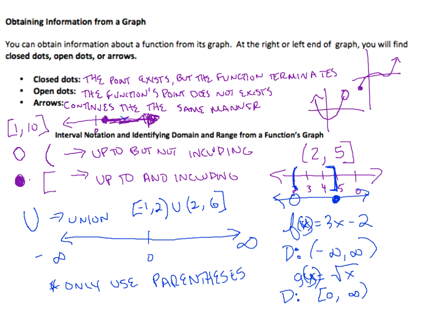Is everybody good with interval notation? Yay! I'm glad to be seeing green checks coming through. Yes! All right.